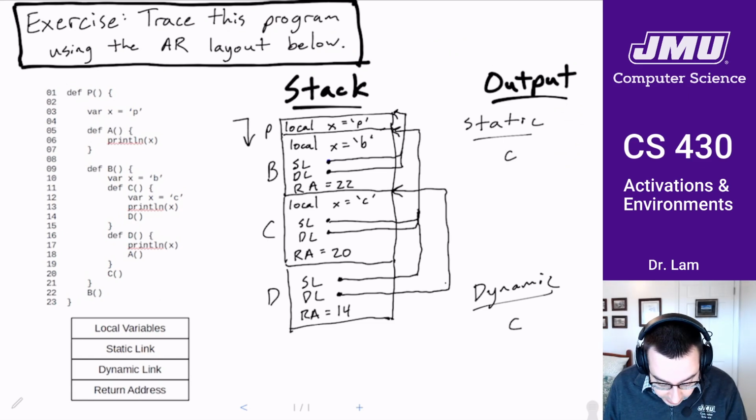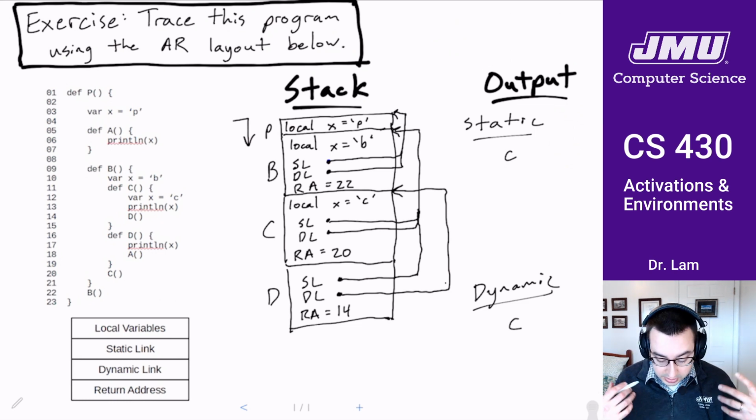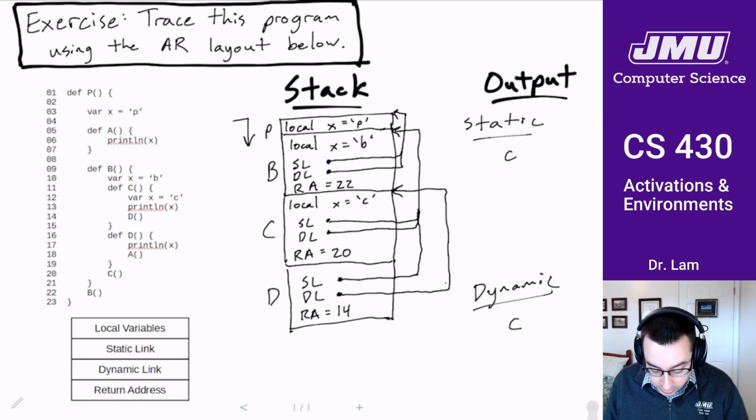Okay, but then once we call D, we're going to print X again. And here we are going to get a difference because D does not have a local variable called X. And so we're going to need to search using the static and the dynamic links.